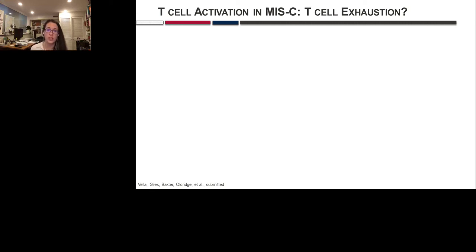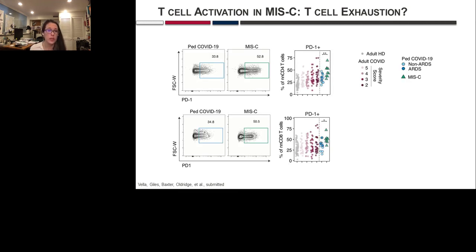And so T cell exhaustion is a state that can happen in chronic viral infection and cancer when T cells are chronically stimulated and then eventually become dysfunctional. So the first way that we assessed this was to look at the inhibitory receptor PD-1. And we saw that indeed our MIS-C patients had an increase in PD-1 expression, both in the CD4 T cells shown here on the top and the CD8 T cells shown on the bottom, compared to the pediatric COVID-19.